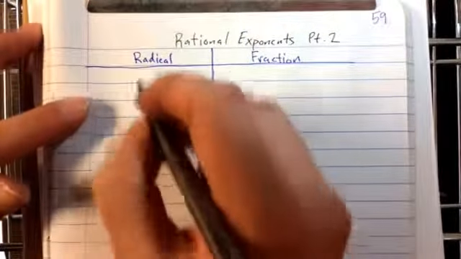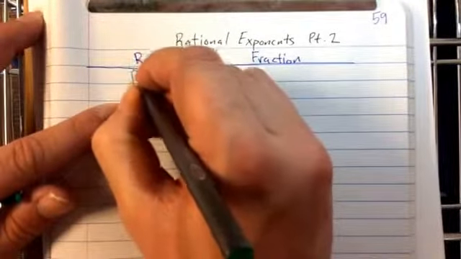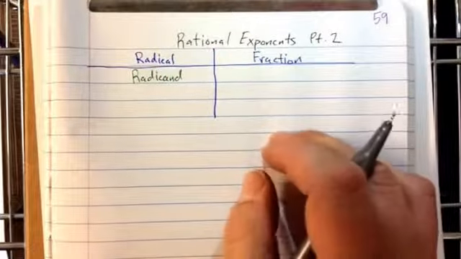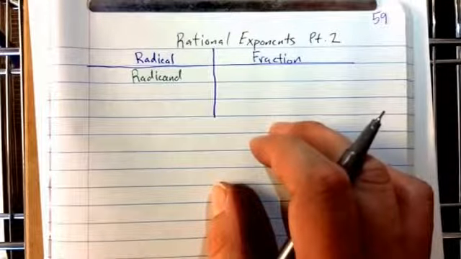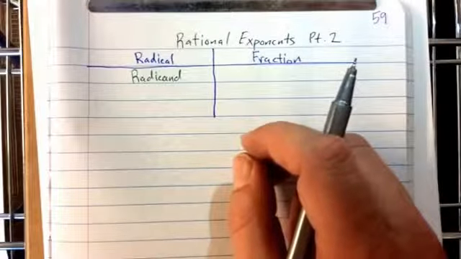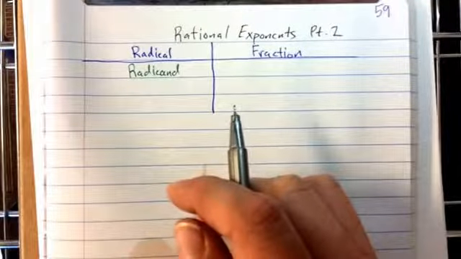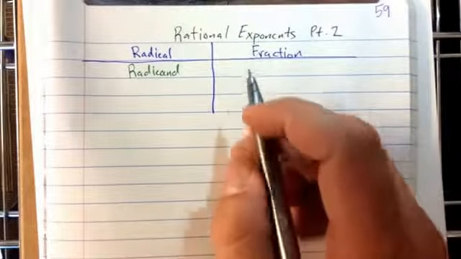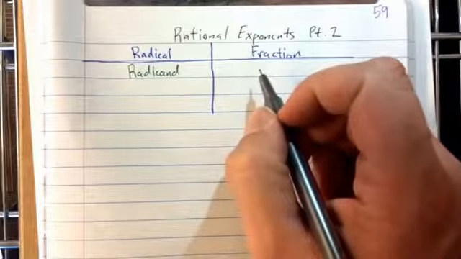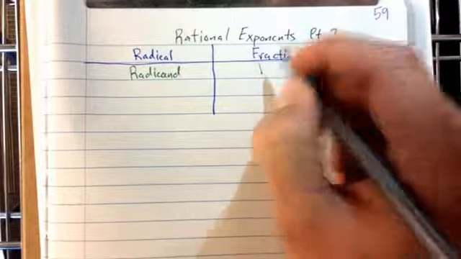So under radical, when we're converting from radical to fraction, the radicand, or the number under the radical sign, or inside the radical, what does that become when it is a fractional expression? The whole number, or what's another general term? It could be a variable, right? What do we term it? The base of the expression. So radicand becomes the base.